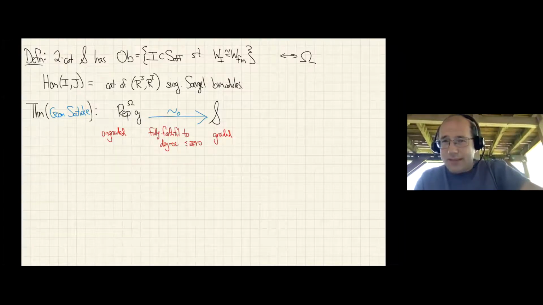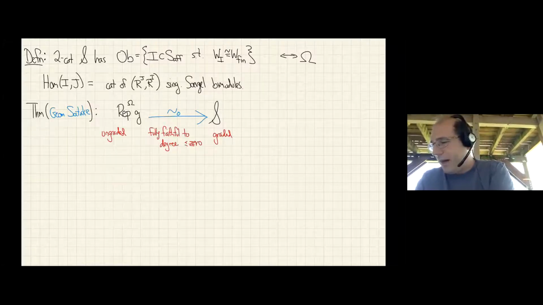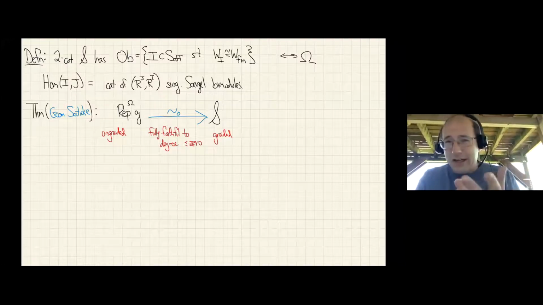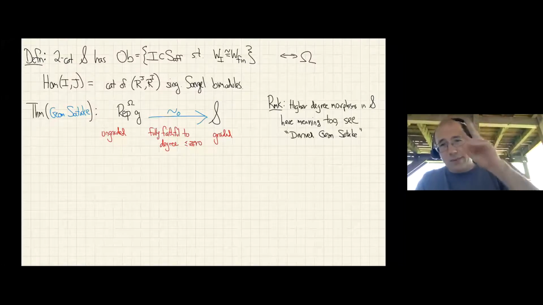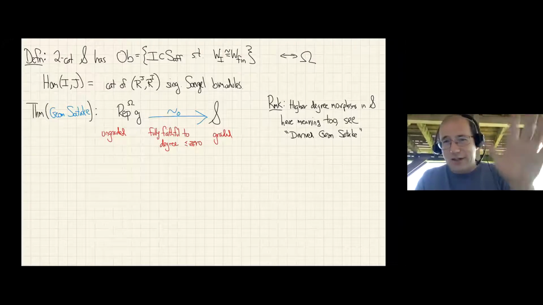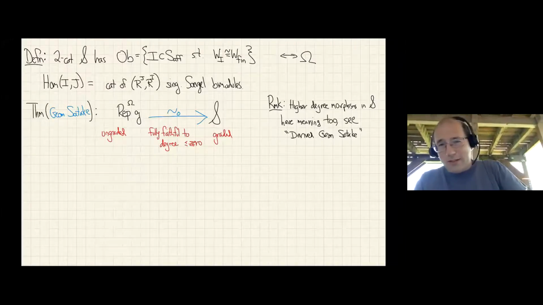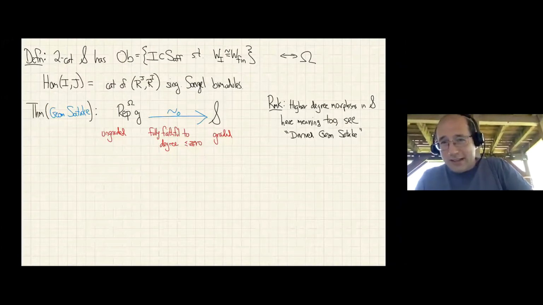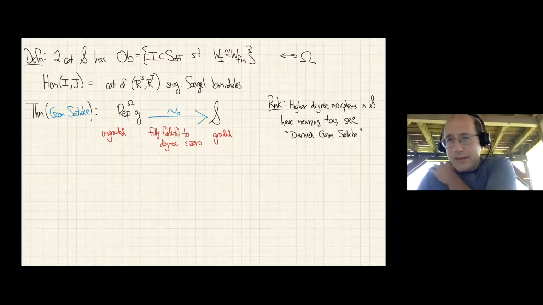Does that make sense? So that's the geometric Satake theorem. And in fact, there's an understanding of what these positive degree morphisms correspond to over here, which goes under the name of derived geometric Satake. There's a whole lecture series at the IAS in the last year on YouTube that you can watch to learn about derived geometric Satake, but I won't bother to talk about it. Any questions about this?